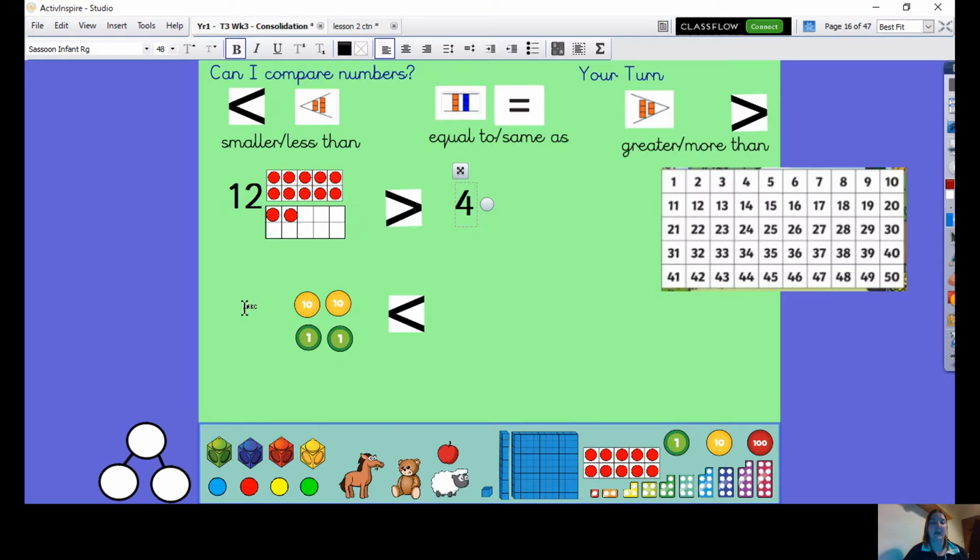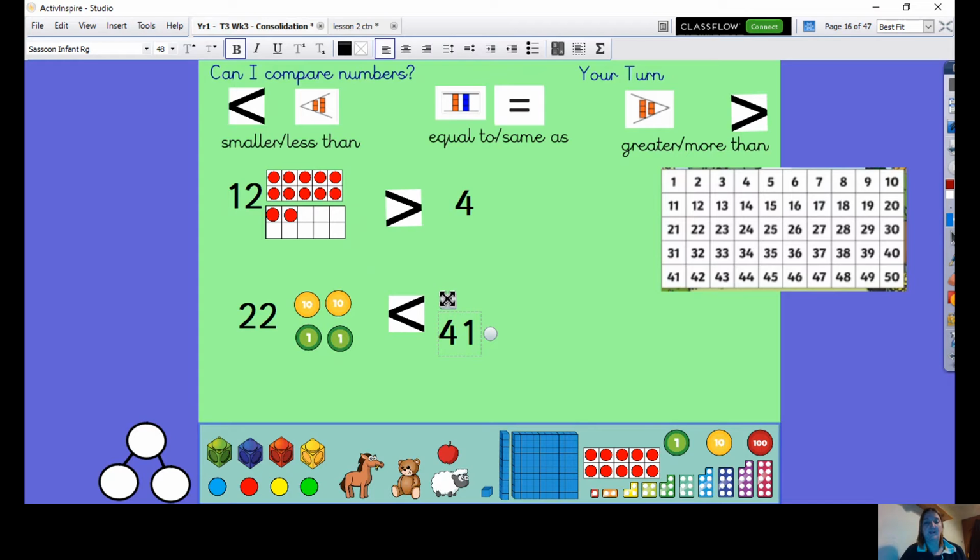Okay, let's have a look at this number here. So this is 2 10s, which is 20, and 2 1s. So, oh, the wrong one. 22. So this time we're saying 22 is smaller than what? So think about a number. Here you're putting a number that is bigger than 22. You could have chosen any number from 23 up to 50. So I'm going to write, I don't know, 41.